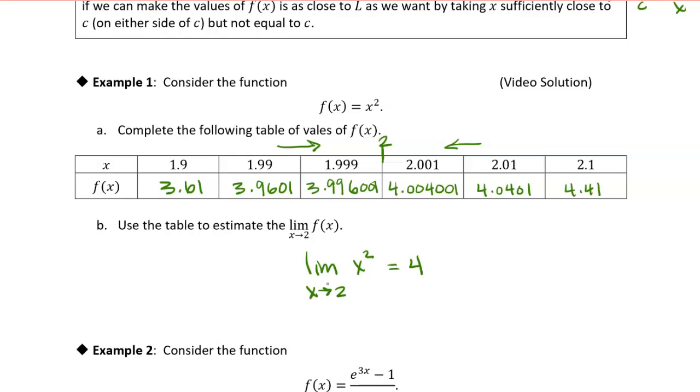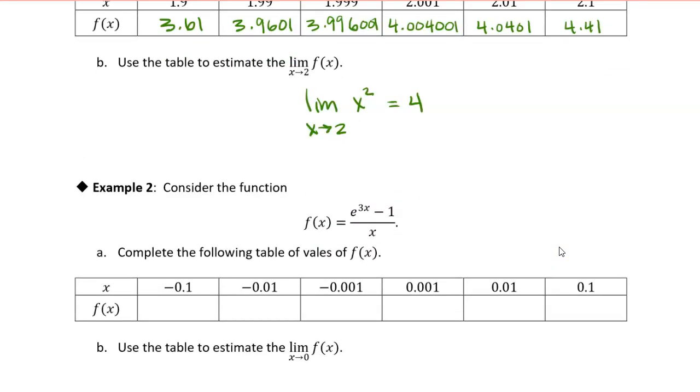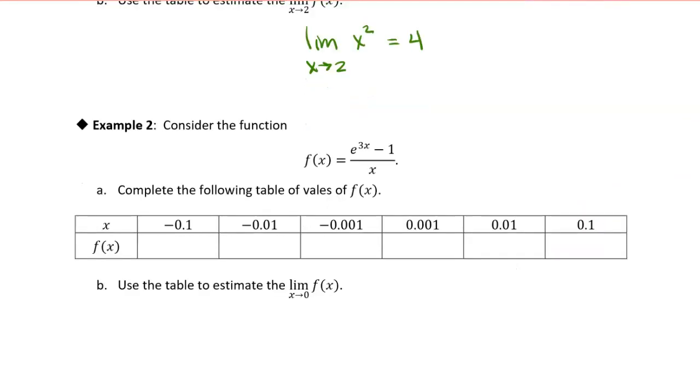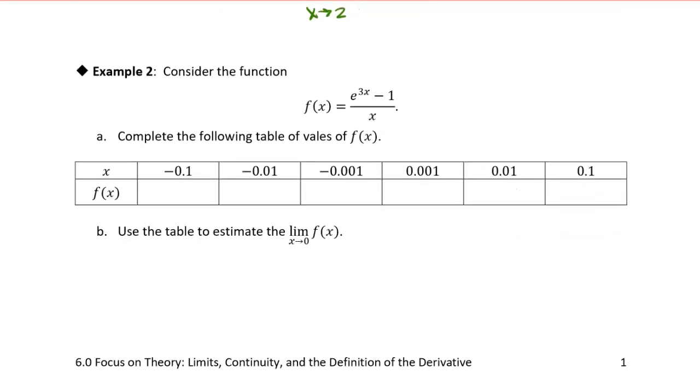So that seems kind of trivial, right? It seems kind of obvious. Well, the value of the function is 4. Wouldn't it go to 4? Not necessarily. So let's take a look at this next function, because I think then you'll get a better sense of why limits are important. Because if you look at this next function, we have e to the 3x minus 1 over x. Now, we want to look at the limit as x approaches 0.